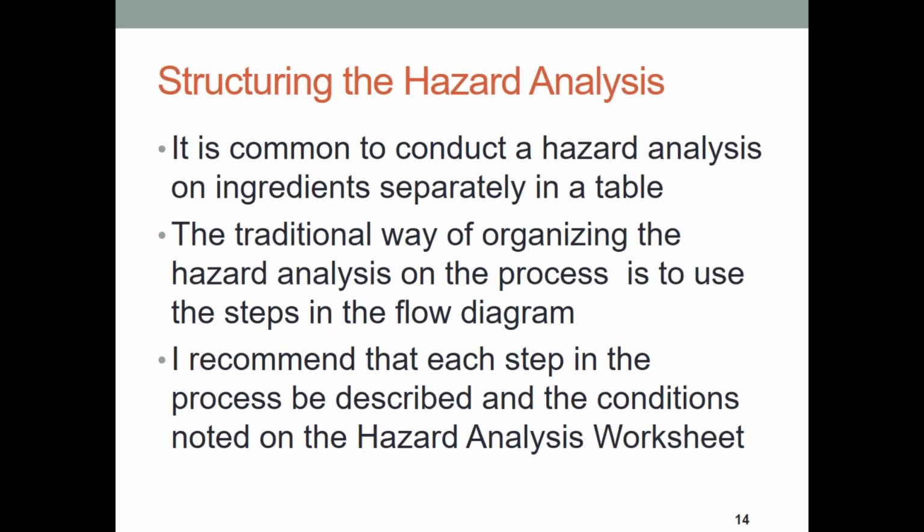And now, how do you go about structuring the hazard analysis? It's common to conduct a hazard analysis on ingredients separately in a table. If you've got a whole bunch of different types of ingredients or even packaging material, this works pretty well. Go ahead and put those in a table and go through all the different types of hazards and make yourself a table of all ingredients, all packaging materials, and conduct a hazard analysis right there. What are the special hazards that might be associated with that? Most people do that just to get it off to the side. That way you don't have to do this hazard analysis on ingredients directly in the process flow diagram.